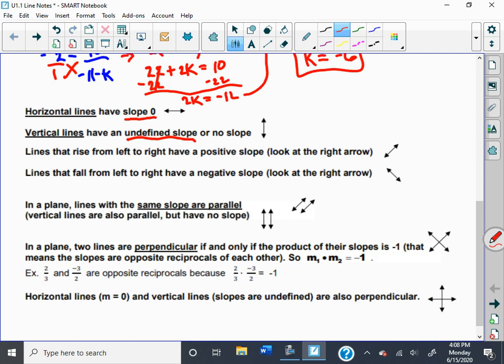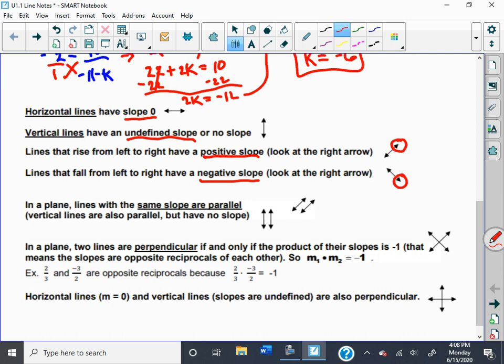That's up and down. Lines that go up and to the right, so we're looking at the right arrow. If it's going up on the right side, then it has a positive slope. And any line that goes to the right and is going down is going to have a negative slope. So right arrow up means positive, right arrow down means negative slope.